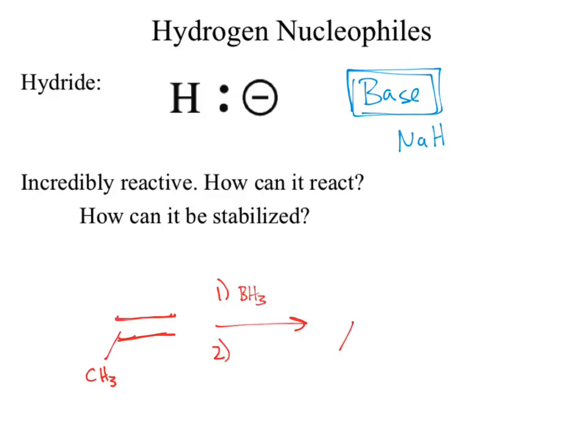BH3. What happened when we did BH3? Boron went to the least substituted position, and what went to the other position? Hydrogen. That hydrogen came in as what charge? Negative. There's a hydrogen nucleophile. Our BH3 reagent did supply hydride. Why could it supply hydride?